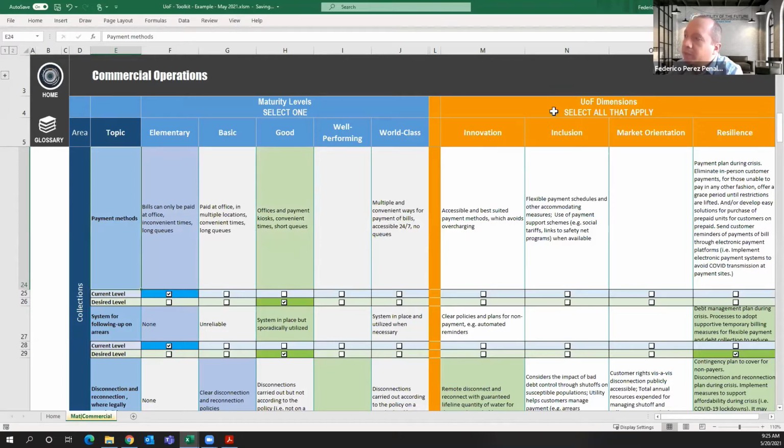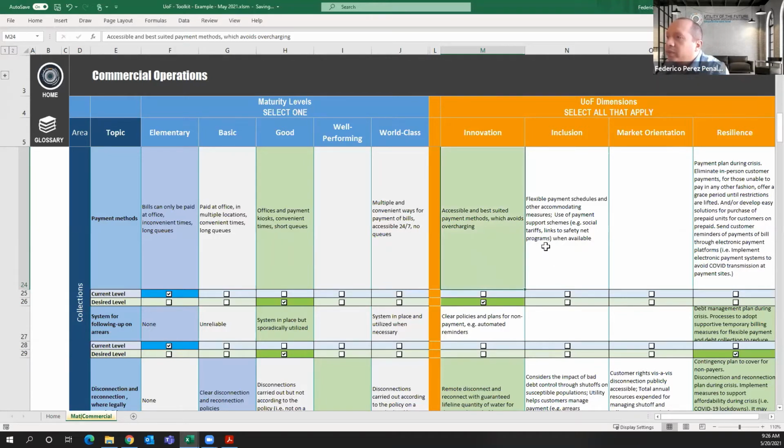And for the orange, or the utility of the feature dimension, you can select in this particular section more than one, no? For example, if you click on 2 of them, it won't appear red, because you can have different practices related with this particular topic. So using the same example, the payment methods, in innovation, you will find different practices. In this case, you will see that you have accessible and best suited payment method, which avoids overcharging, for example. Maybe you have it in this moment, but let's say that you don't. So you just select that this is your desired level in the next 5 years.